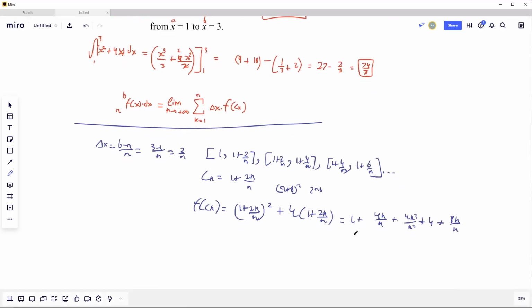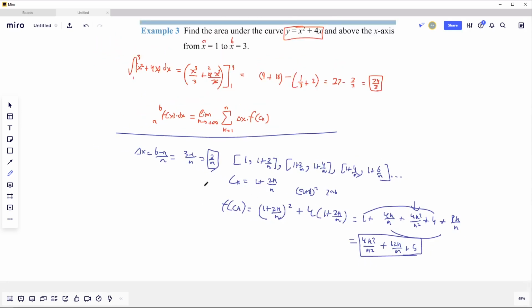And let's simplify further. First of all, these are like terms, and if you don't mind, I'm going to start with this, as in descending order of power. So 4k squared over n squared, because it looks nicer, plus 12k over n plus 5. So we have our f of ck, we have our delta x, we're ready to go with Riemann's sum.